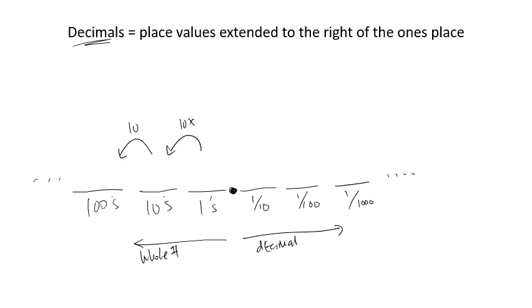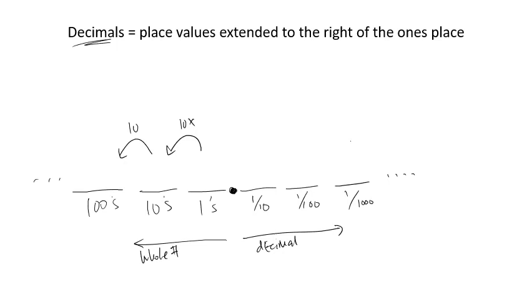And we could see that if we wanted to go the other way, if we want to move to the right, the same thing would apply. We could take a 100 and break it into 10 tens, and then take a 10 and break it into 10 ones. So we could still think of it that way. These place values here still work in the same way.